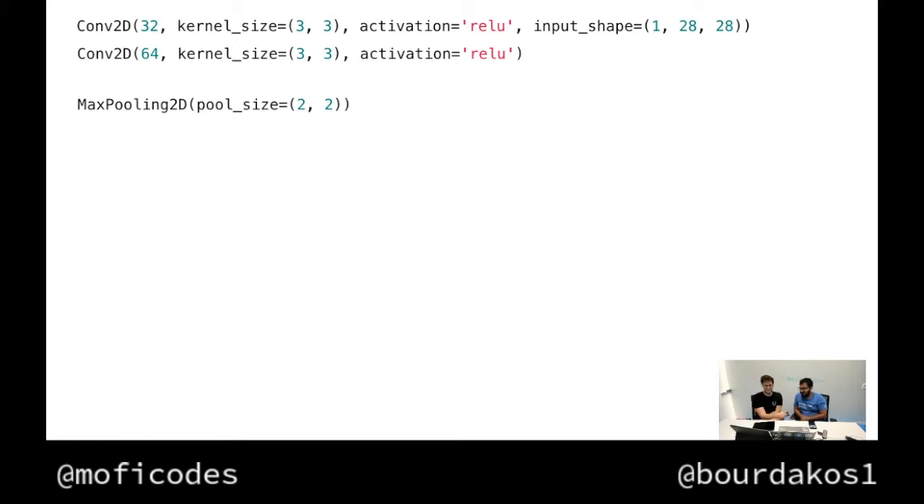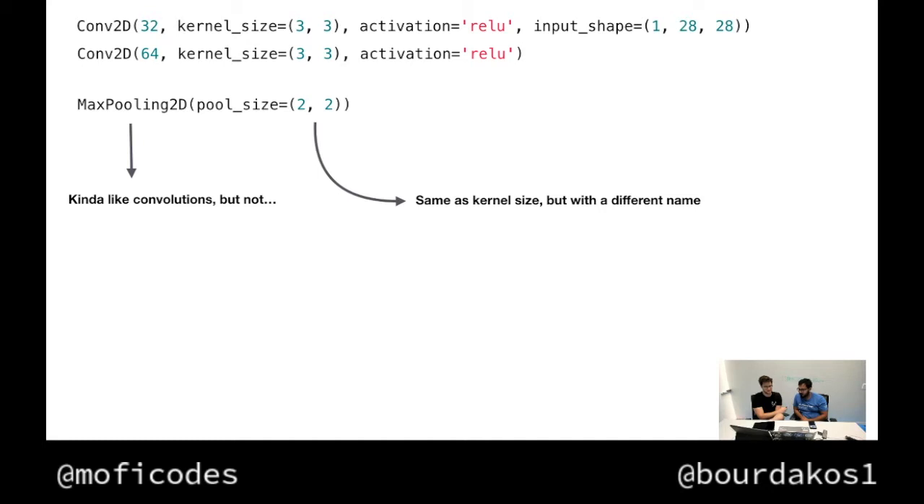Okay. So now we have this max pooling 2D. And it's kind of like convolutions, but not. And this pool size is pretty much just the same thing as our kernel size. Max pooling people normally do 2 by 2. Okay. So what is max pooling?